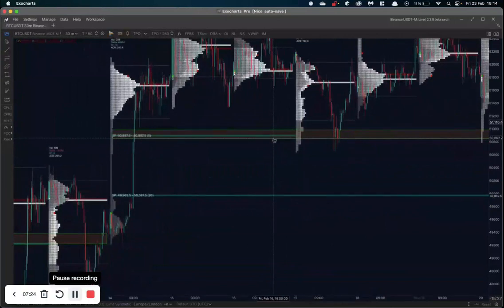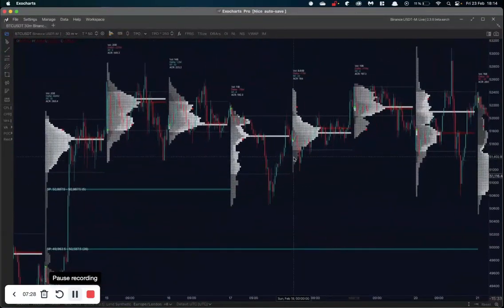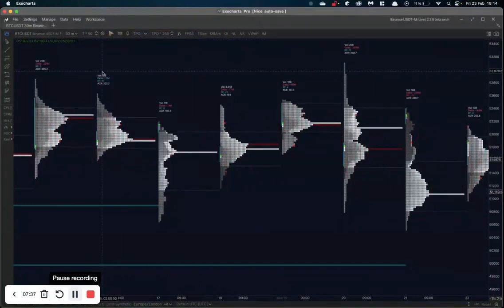But yeah, so that's that. Any questions regarding this part? Doesn't seem to be any.